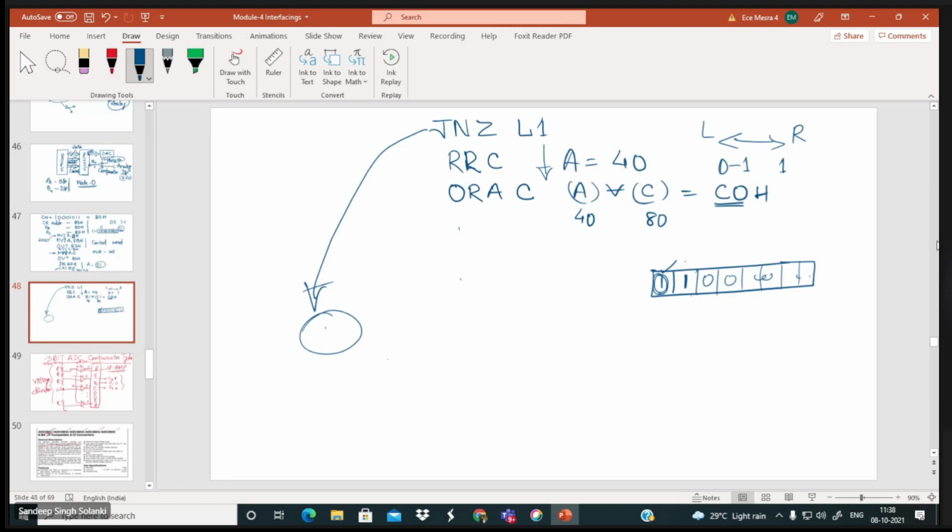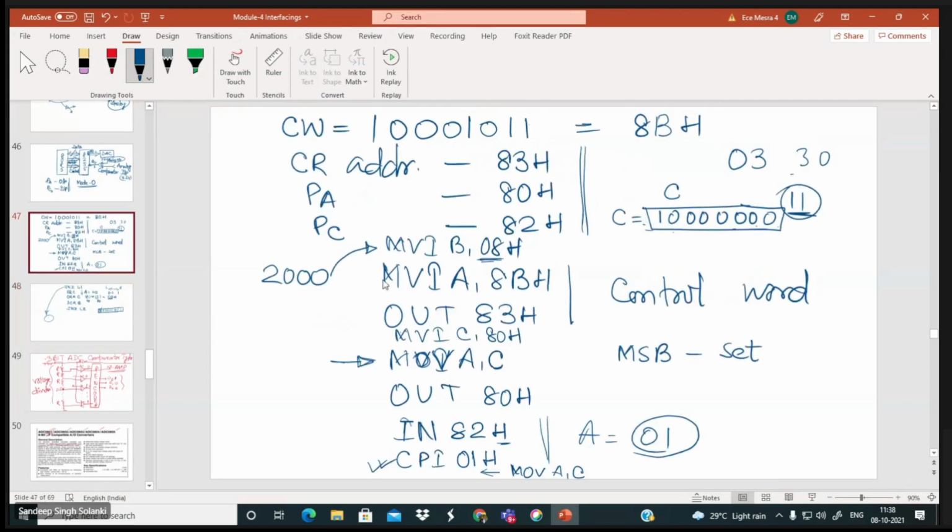Sir, DCR B should be there and loop. Yes, DCR B here, to decrease the loop count. Yes, sir. Okay, DCR B. So then we have to jump back to the previous. Jump to the previous. So I'll write here L2. Okay, is it okay? Yes, sir.